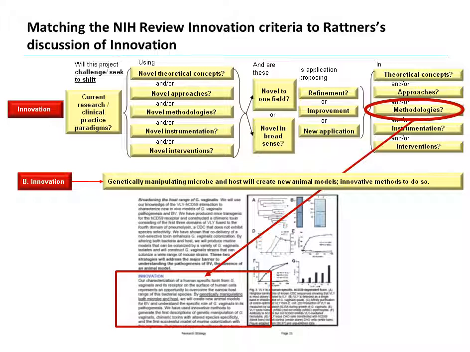Our characterization of a human-specific toxin from G. vaginalis and its receptor on the surface of human cells represents an opportunity to overcome the narrow host range of this bacterial species. By genetically manipulating both microbe and host, we will create new animal models for BV and understand the specific role of G. vaginalis in this pathogenesis. We have used innovative methods to generate the first descriptors of genetic manipulation of G. vaginalis, chimeric toxins with altered species specificities, and the first successful model of murine colonization.